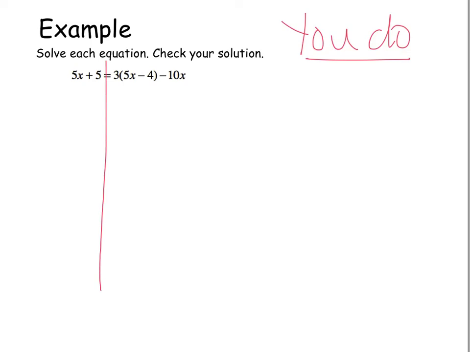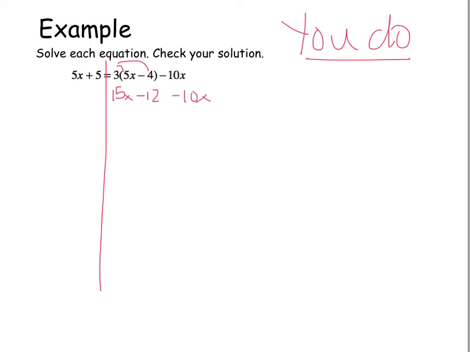Okay, so I look at this problem. The left side, 5x plus 5, I can't do anything with that right there. So I'm going to simplify the right side as much as I can. So I'm going to distribute that 3, and that makes that 15x minus 12. And then I can't distribute that 3 to that negative 10x, but I am going to drop that negative 10x here.